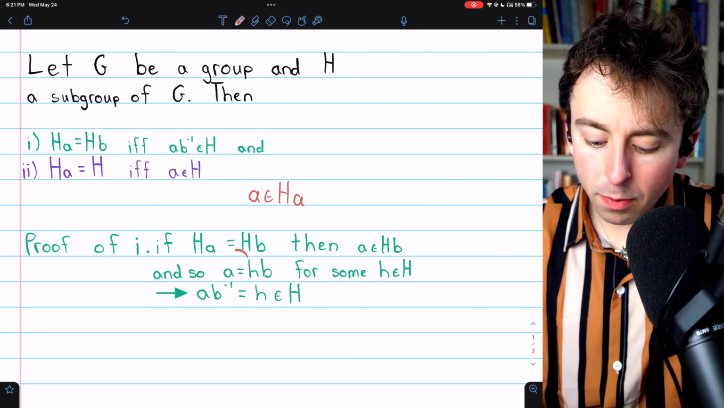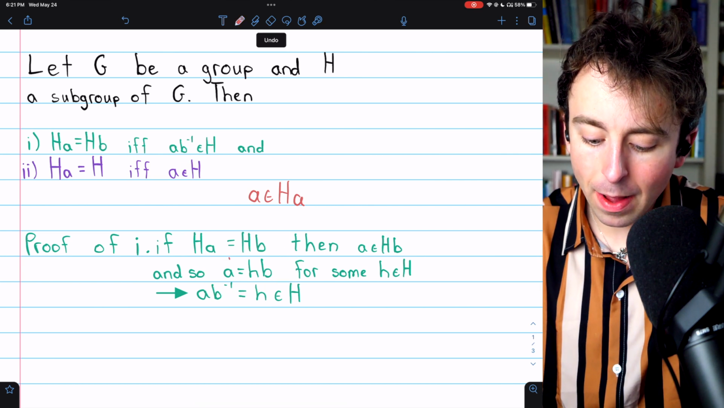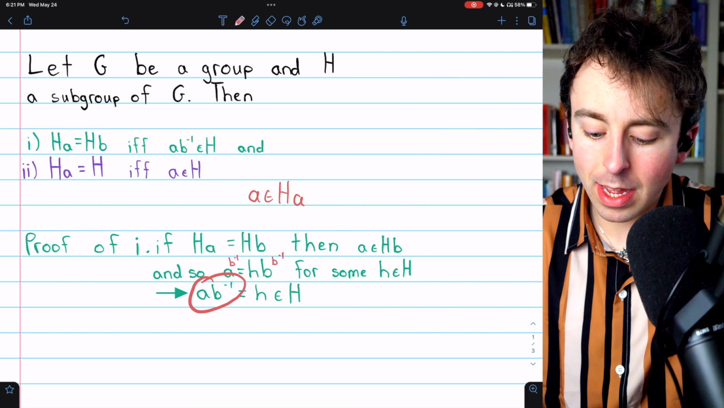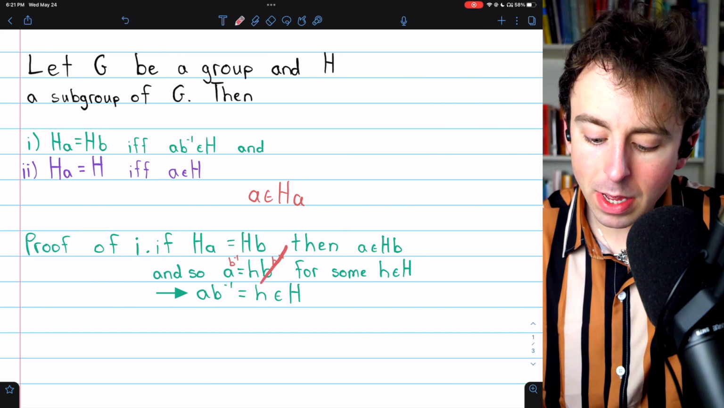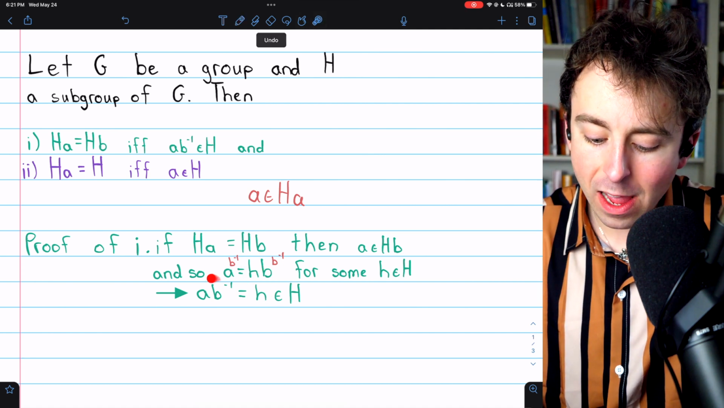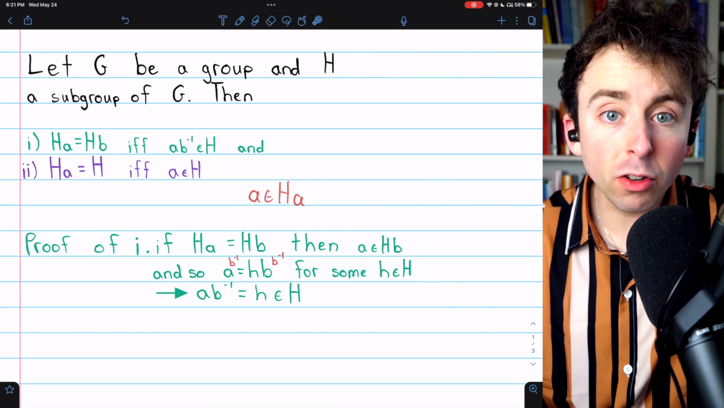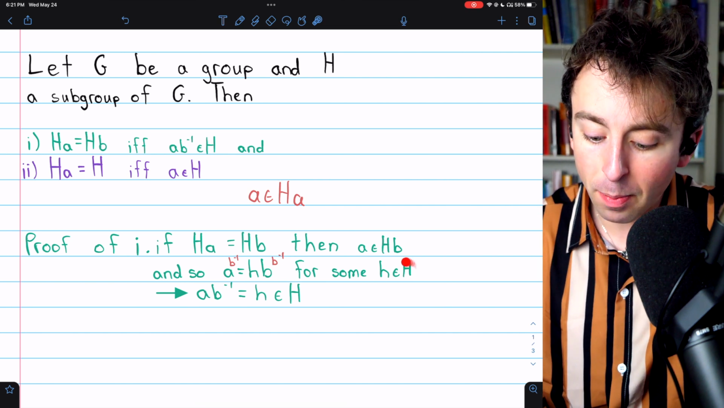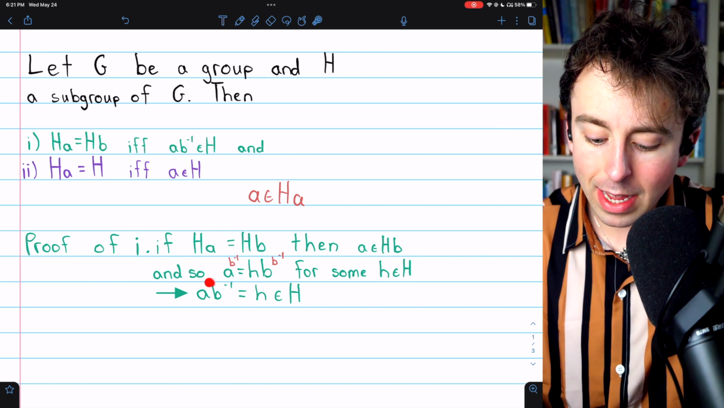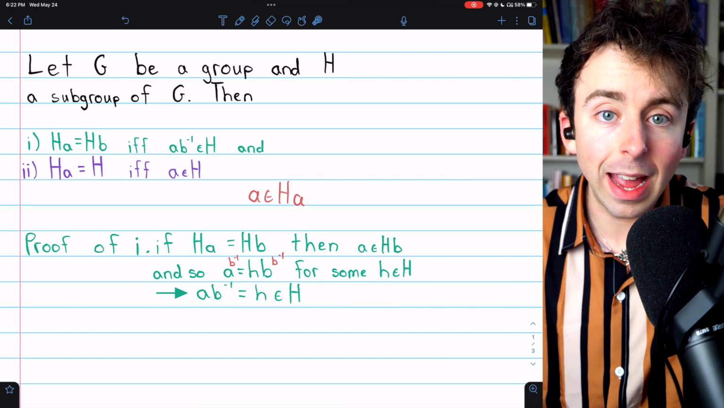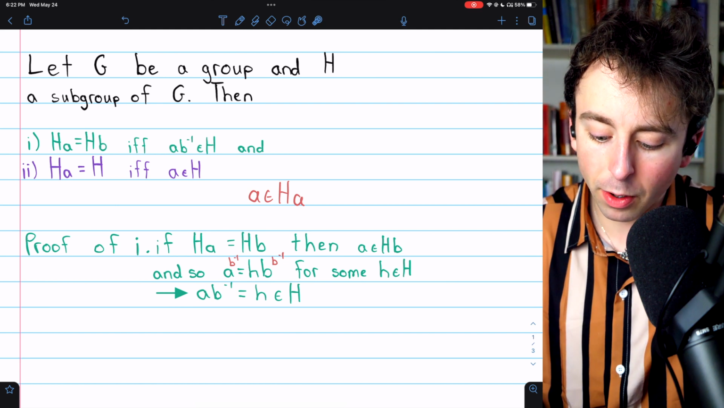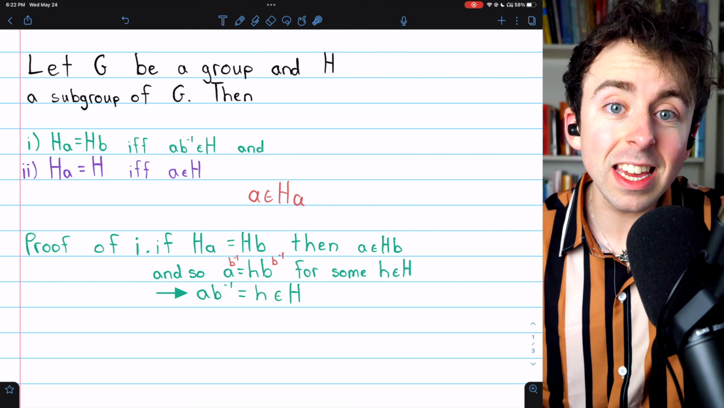But then we could multiply both sides of this equation by B inverse on the right, and on the left side of the equation that will give us AB inverse, and on the right side of the equation the B and B inverse will cancel out, leaving us just with h. And so we have the equation AB inverse equals h. But h, of course, was taken from the subgroup H. And so if AB inverse equals this element h, then we know AB inverse must be an element of the subgroup H. So we've shown that the cosets HA and HB being equal implies that AB inverse is an element of the subgroup H. On to the reverse direction.